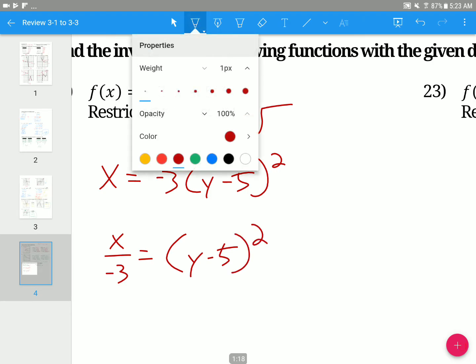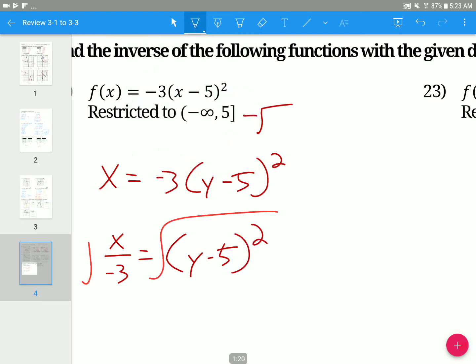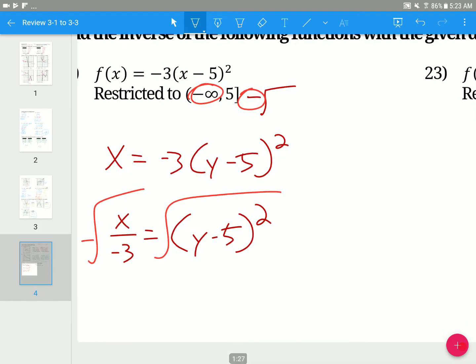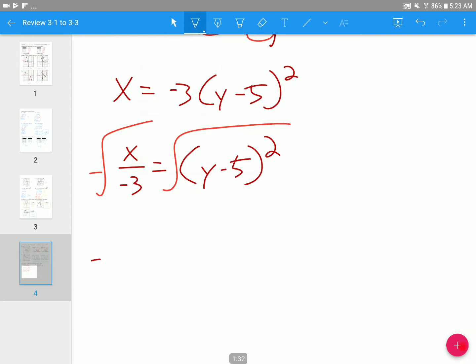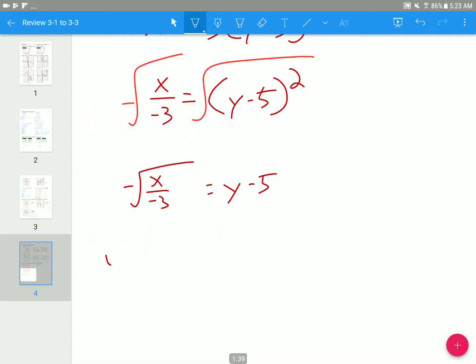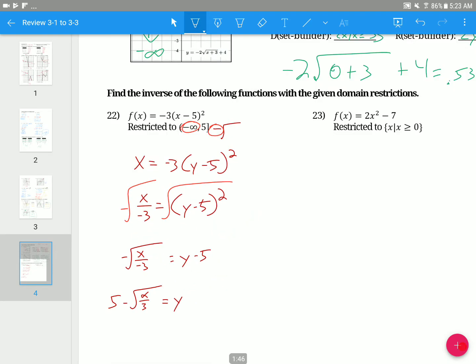And then we'll take the square root to get rid of the squared. Now remember, we're going to negative infinity, so we only want the left side, so make it negative. So here we go. Negative square root of x over negative 3 equals y minus 5. Move the 5 over, you get 5 minus the square root of x over negative 3 equals y. And that's your answer. That is this function, but restricted to the left side.